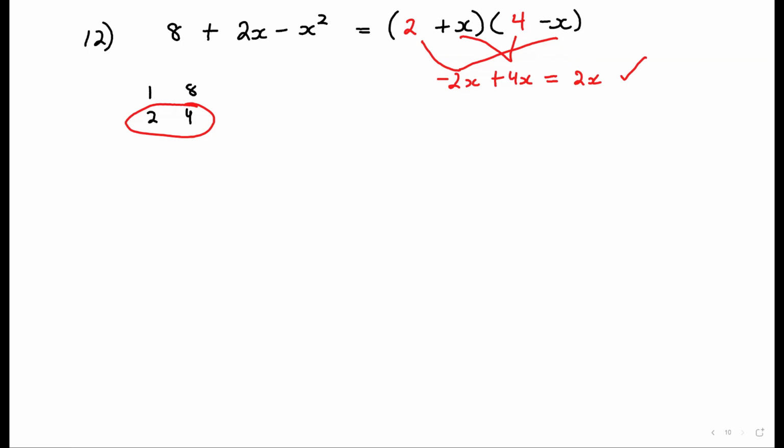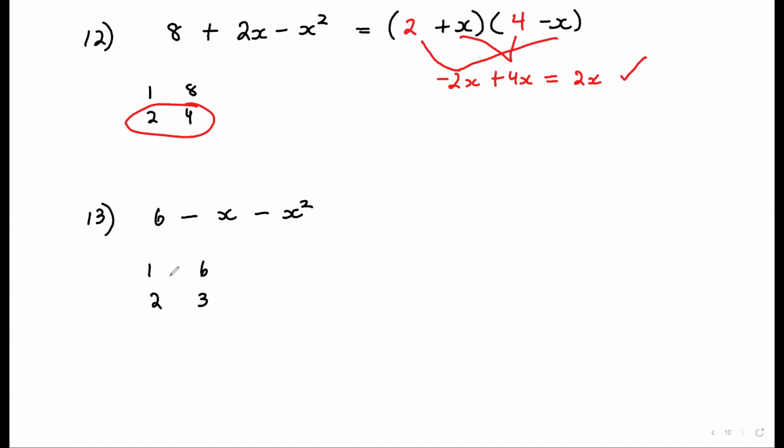Looking at another one. Let's say I had 6 minus x squared, right? So I need to get minus 1, right? Because b here is minus 1. So my factors of 6 are 1 and 6 or 2 and 3. So they have to multiply to give me back 6 and at the same time add or subtract to give me negative 1.